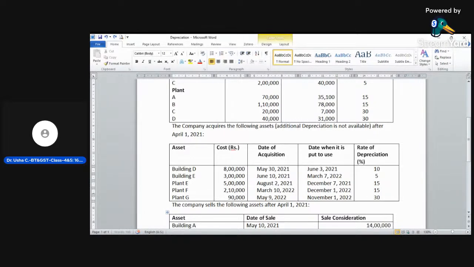If it is put to use on December 7th, that means 25 days in December, 31 days in January 2022, 28 days in February, because it is not a leap year, and 31 days in March. Put together, only approximately 120 days the asset has been used.